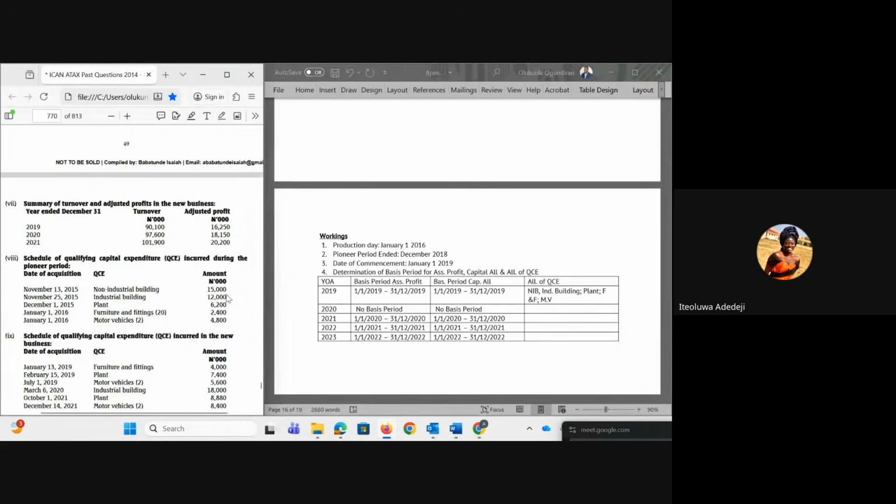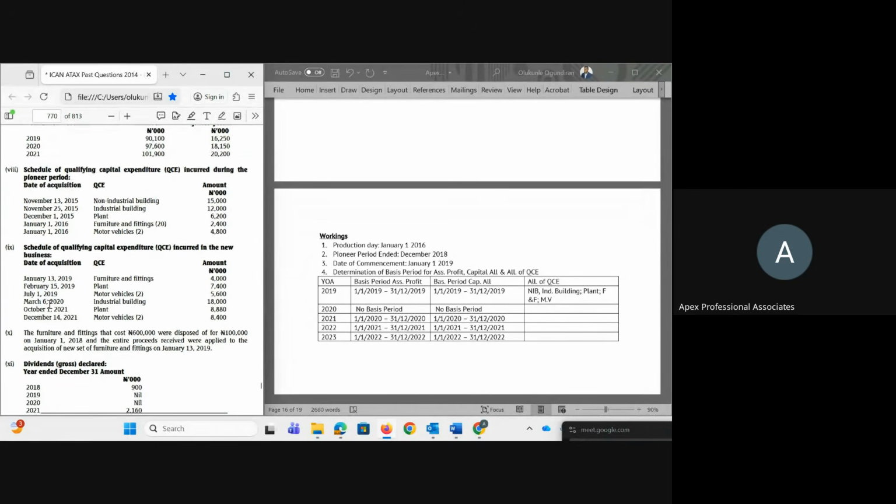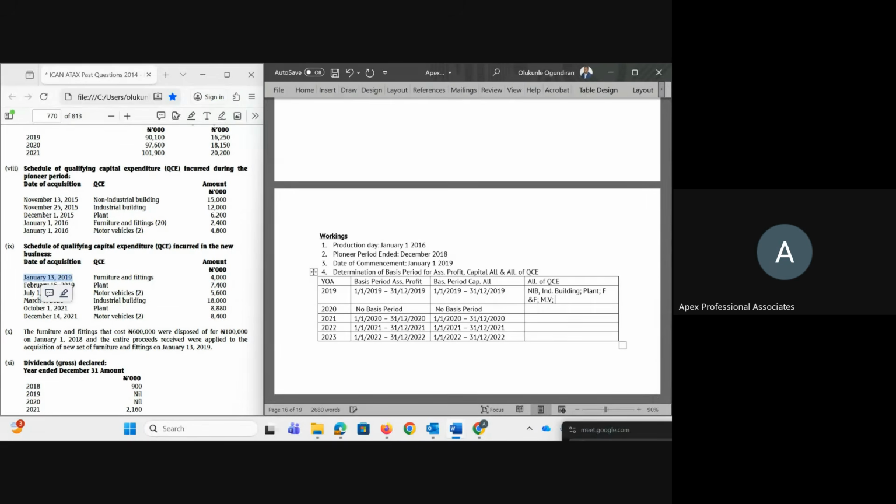Now, I have to go to the next year and start looking. Furniture and fittings was purchased in 2019. So 2019 is furniture and fittings. Then I have plant in February 2019. So that's still the first year. Then I have motor vehicle in January 2019. That's still the first year. Then I have industrial building in 2020. That's in 2021.